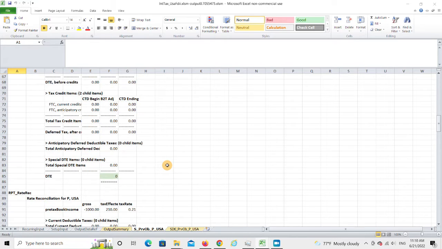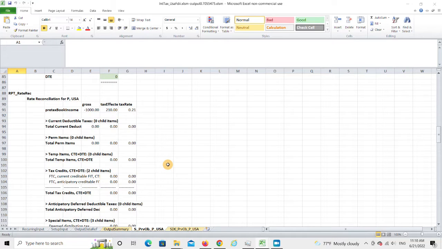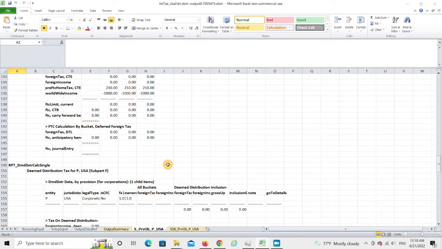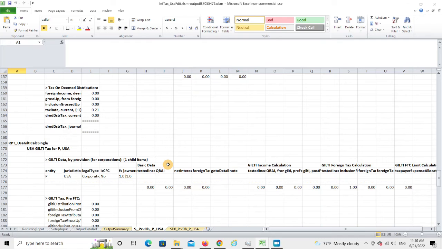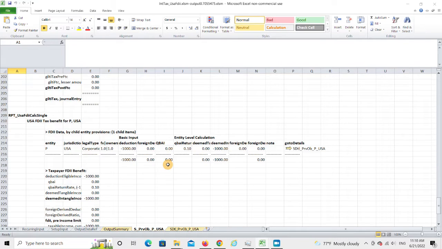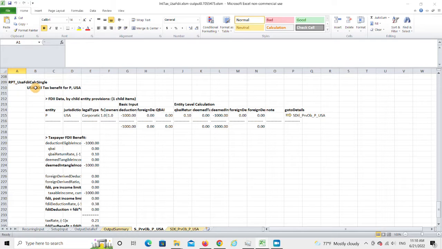Okay, so we go down. These are the various reports, and that's not our interest. Subpart F is not what we are looking for. The GILTI is not what we're looking for. We're looking at the FDII calculation for P and its USA tax. Now at the taxpayer level, let's see how that's calculated. Let's go down very quickly.